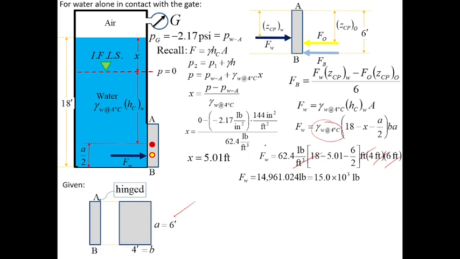Diba? 14.961. So, sabihin yan, kung 4 significant, 14.96. Kung 3 significant, 15.0 na siya. Okay? Times 10 to the 3 pounds. Familiar naman kayo sa significant figures, right?